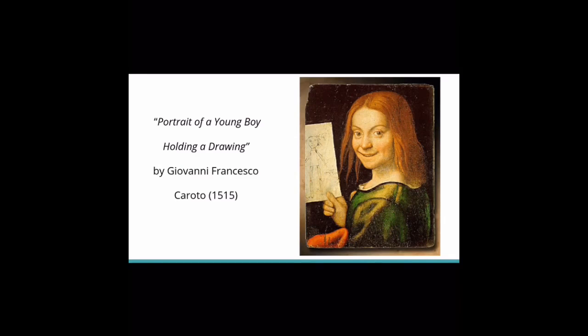Portrait of a Young Boy Holding a Drawing by Giovanni Francesco Caroto is perhaps one of the strangest portraits from the Renaissance period. Commonly referred to as Carrot Top, many believe that this is a portrait of Caroto as a young boy. According to independent.co.uk, quote, the boy's eager, slightly toothsome smile gives this picture a place in the history of portraiture, but the page he holds upstages it, end quote.